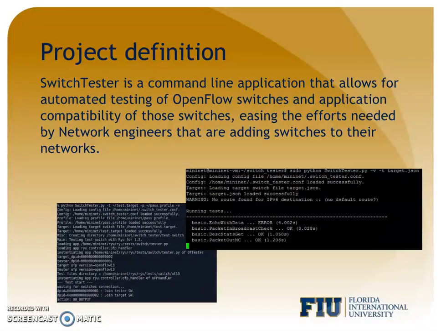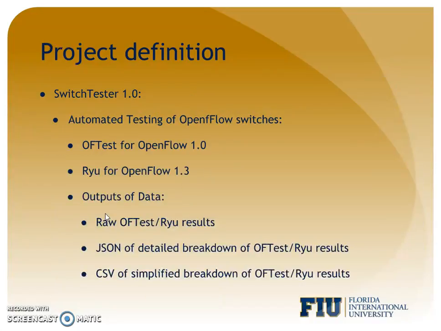These are examples of output from two existing test frameworks called Ryu and OFTest. Basically they define test cases and run the tests against the switch and make sure that they pass validation. So here we have, for example, the test case name followed by the result, error, okay, and the execution time. SwitchTester uses OFTest and Ryu, these two testing frameworks, to be able to accomplish this task.